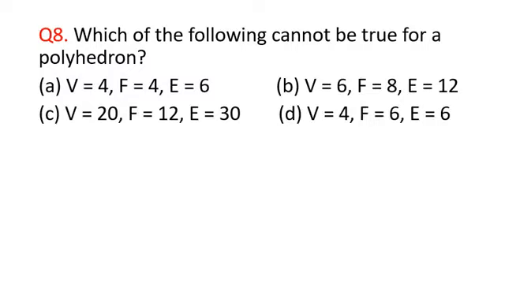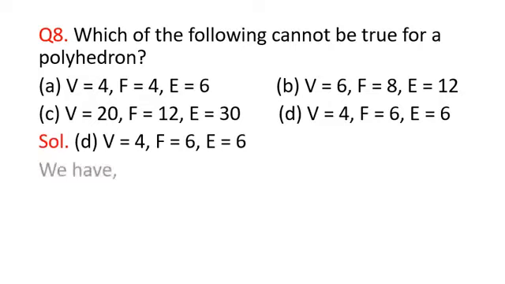So here, in the first part, V is given to you as 4, faces are 4, edges are 6. Likewise, different values of faces, vertices and edges are given to you in this question. Again, in this question, you are supposed to use the concept of Euler's formula and solve it for every option. When you solve it, you will find that for option D, it will not be true. I am showing you how it will not be true.